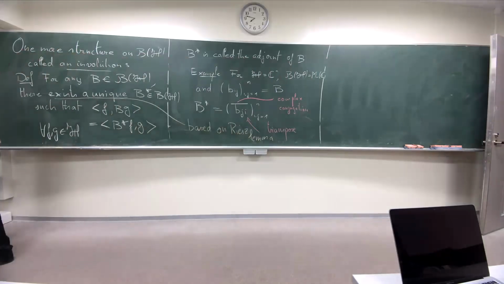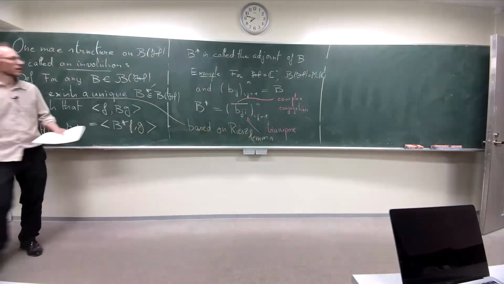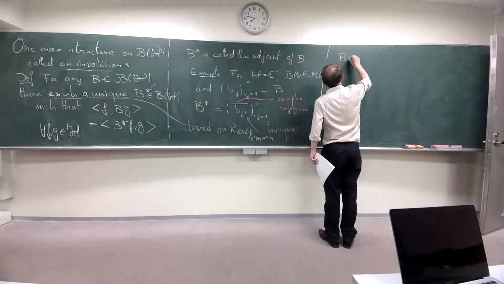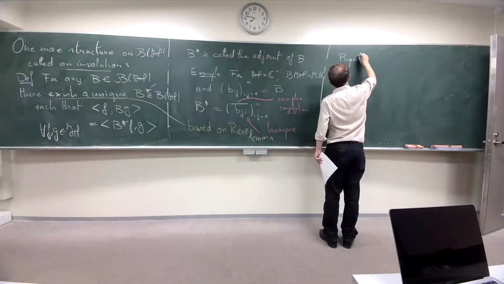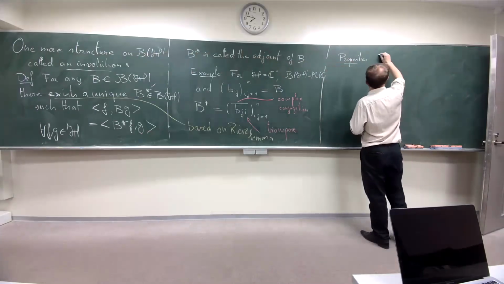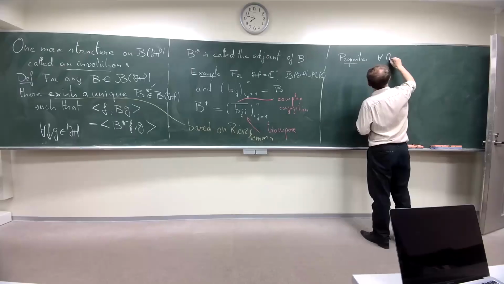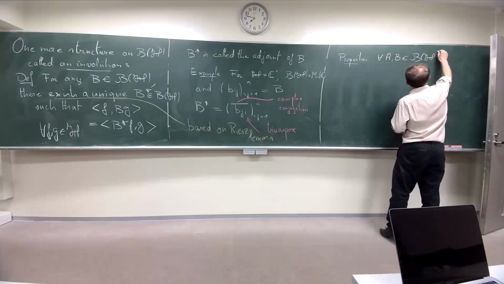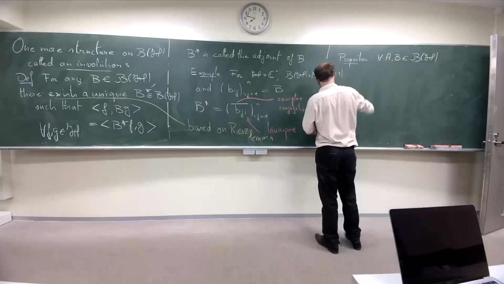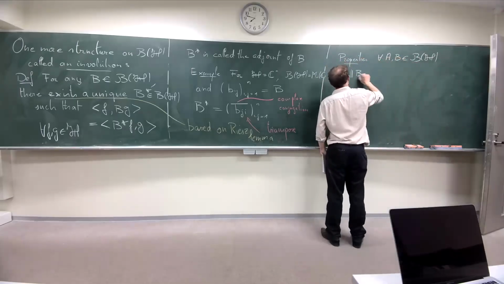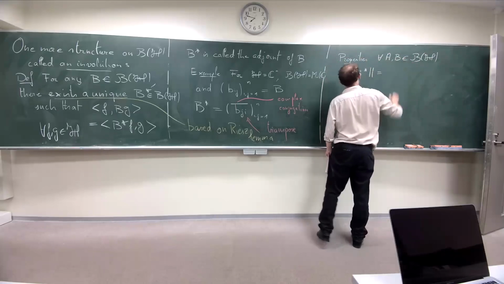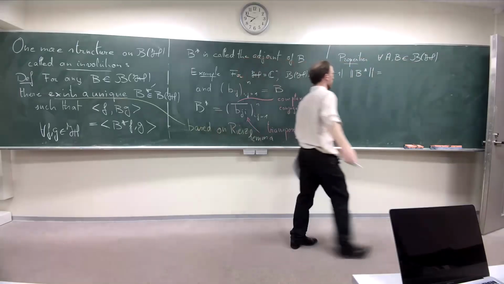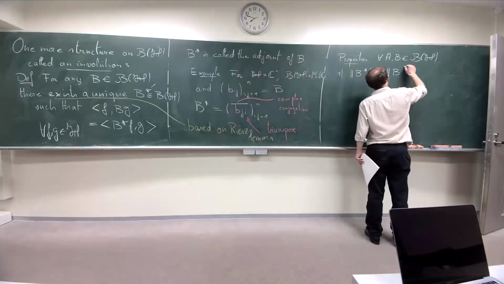Some properties of this involution. This is also called an involution for the following reason. So, properties. I take two bounded elements A and B. What is the norm of the adjoint? Yes, excellent. How do you show it?